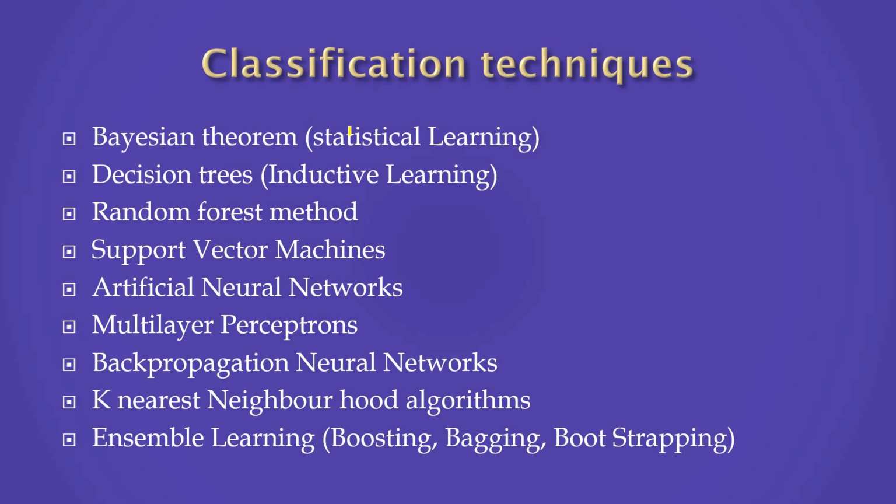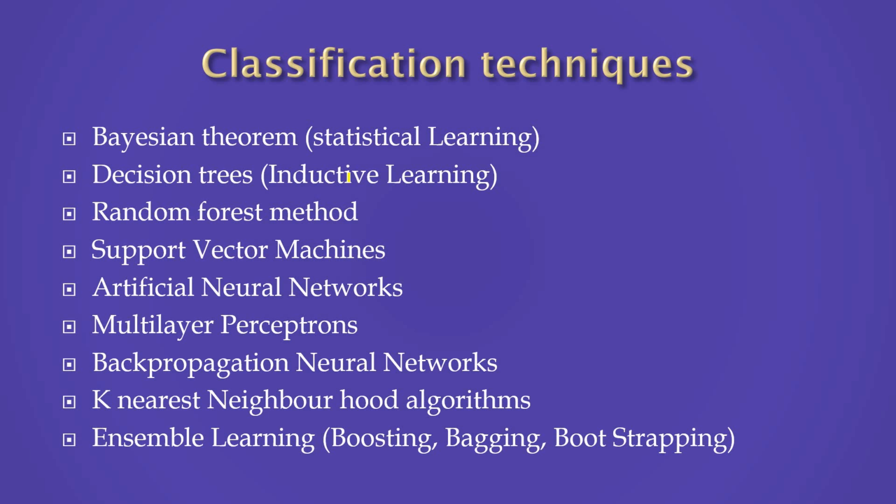And now we are going to see what are the various kinds of classification techniques. The various kinds of classification techniques are listed here. Bayesian theorem is also one kind of classification technique. It is one example of statistical learning. And decision trees, as I told in the previous slide, are one example of inductive learning.